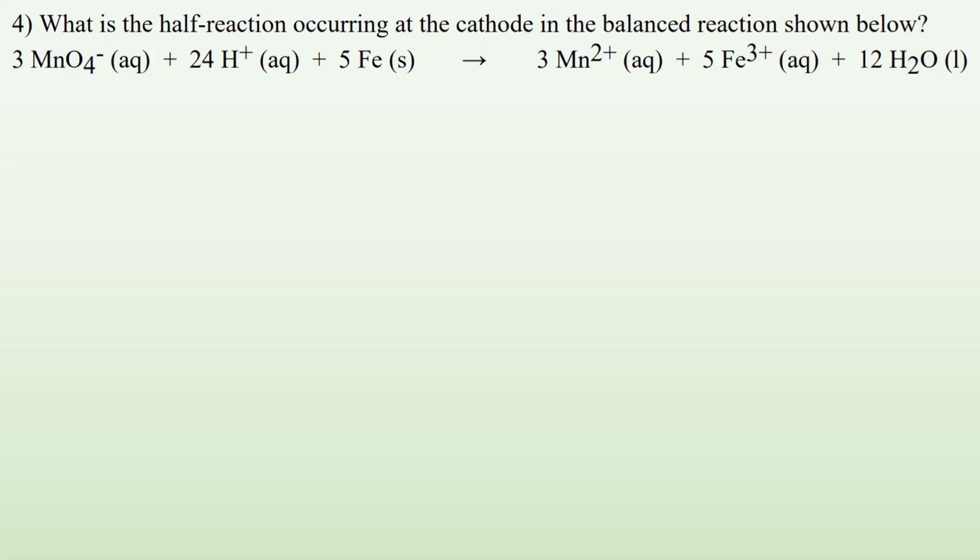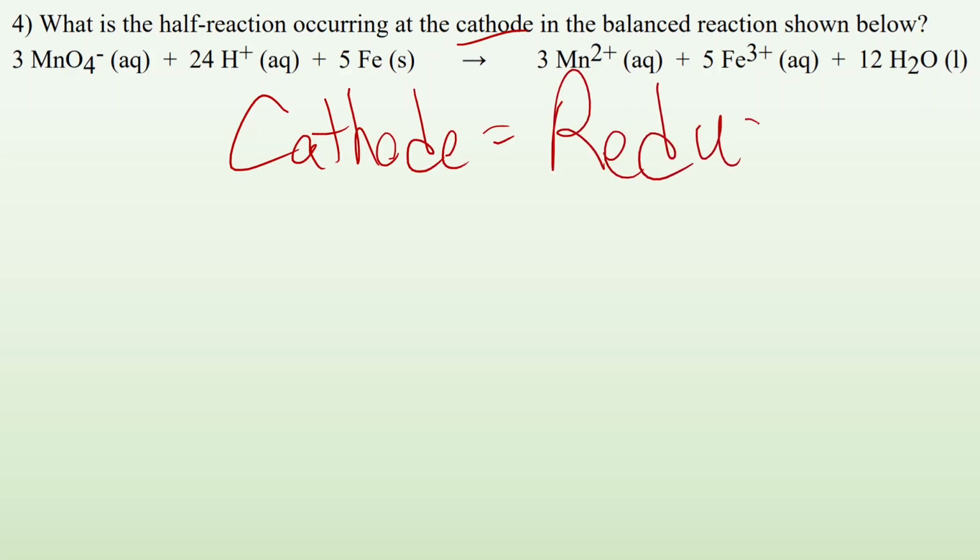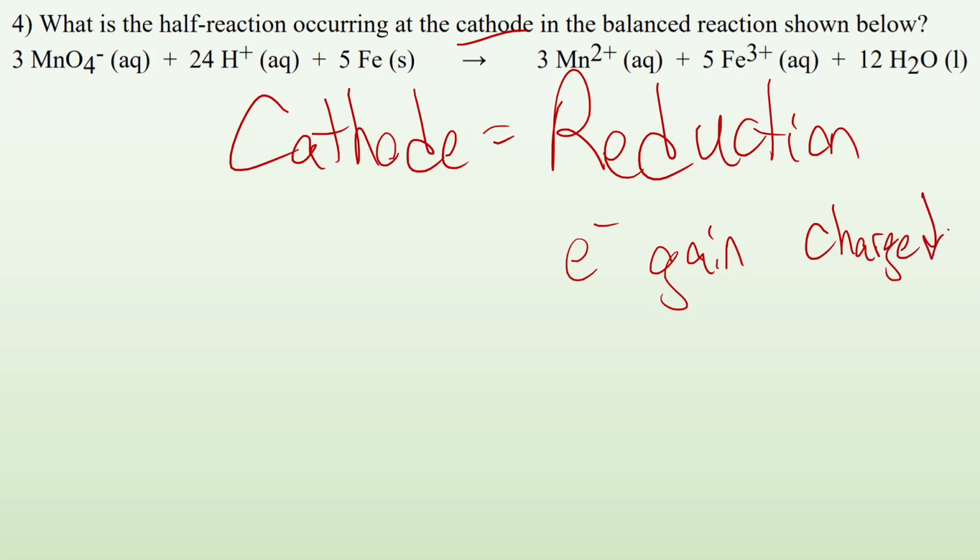All right, number 4, what is the half reaction occurring at the cathode in the balanced reaction shown below? So cathode, again, you should think reduction. We're looking for where electrons are being gained and charge is going down. So we have to take a look at what's happening to all these species in the equation. MnO4-, each oxygen's -2. There's 4 of them, so I have -8. The whole thing has to equal -1. That tells me there must be a +7 from, hey, there's only one Mn, so it's a +7. And I can see right over here that it drops down to a +2.